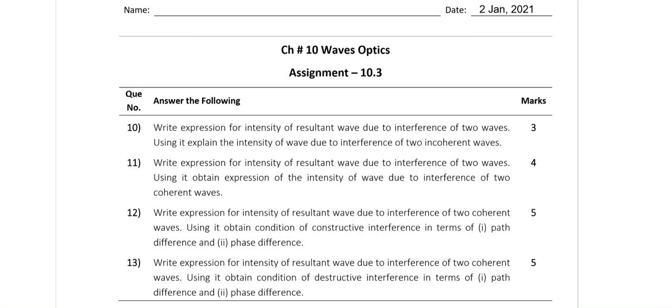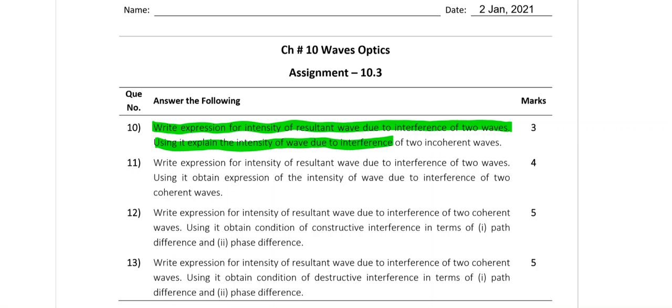We are in assignment 10.3 in this video. Four questions we have in this assignment 10.3. In this video we will address the first question, the 10th one. The question is, write expression for intensity of resultant wave due to interference of two waves. Using it, explain the intensity of wave due to interference of two incoherent waves.